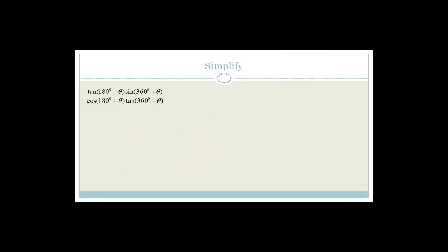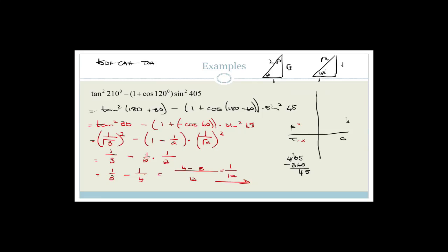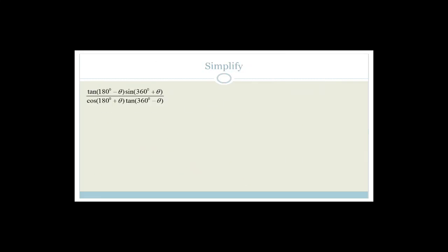Right. Let's try another one. Okay, but before we were looking at actual numbers, now we're just looking at theoretical angles. So again, I'm going to draw my CAST diagram so we know where things are valid, all stations to Cape Town.